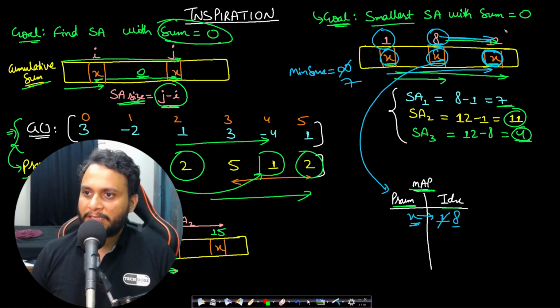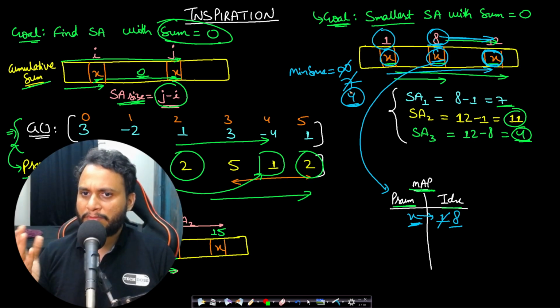If you see this x again at index 12, then definitely I had already seen it at 8. So what will be the gap? It will be 12 minus 8, which is 4. So 4 is smaller, so I will just update it. And that is how you can track the minimum size subarray where sum is equals to the given 0 value, right?